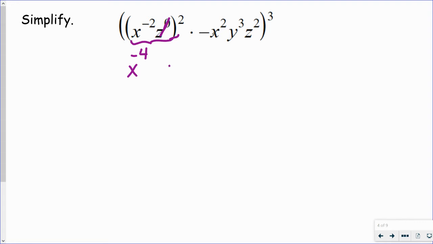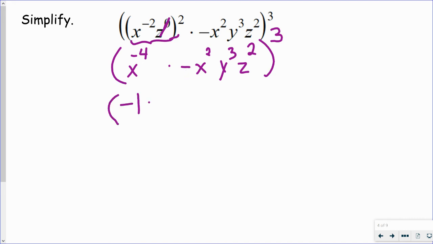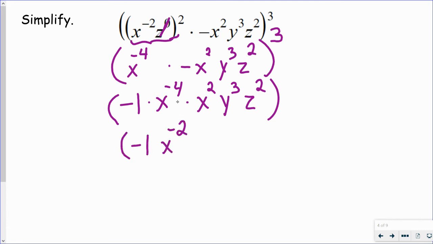Then I'm just going to bring down, this really means -x squared y to the 3rd z squared. Now don't forget, this is all to the power of 3. And now this is just a big multiplication problem. Now bring this negative out to the front. So you could almost think of it as -1 times x to the -4, x squared, y to the 3rd, z squared. Okay, now in here, do you see right here, same bases, add my exponents? That becomes -2. -4 plus 2.